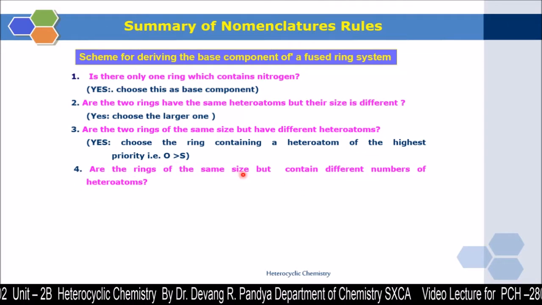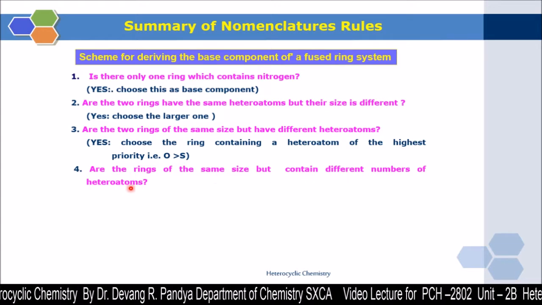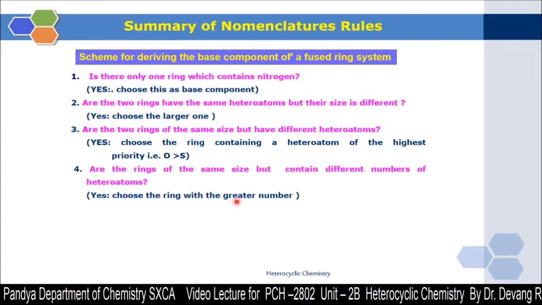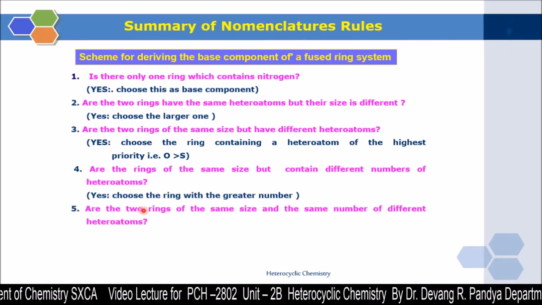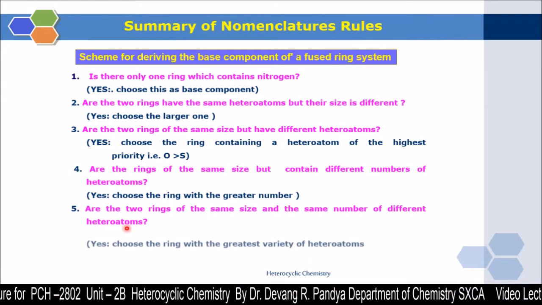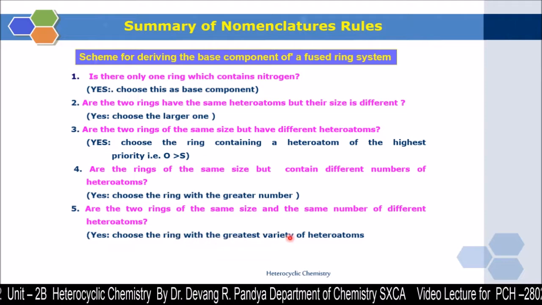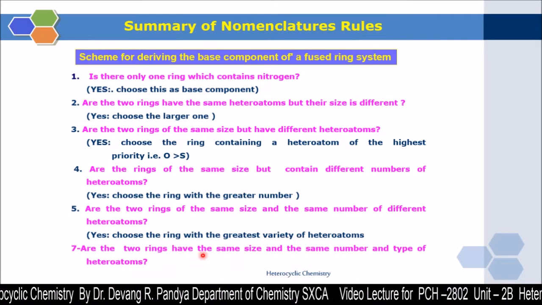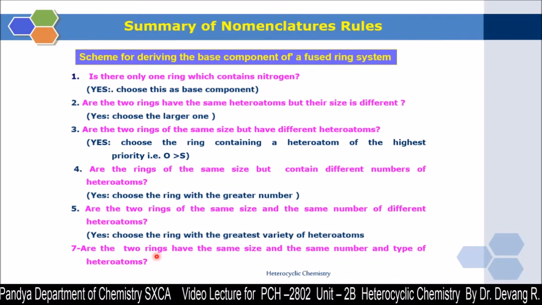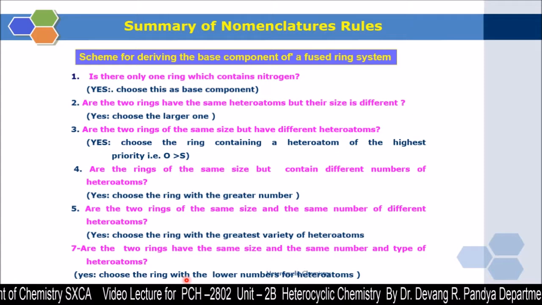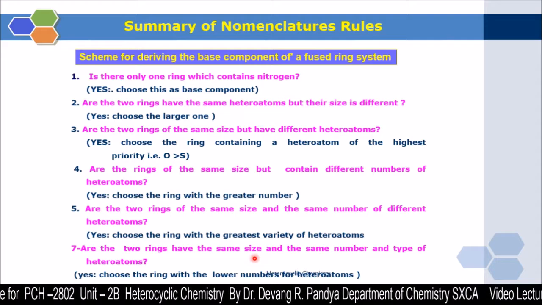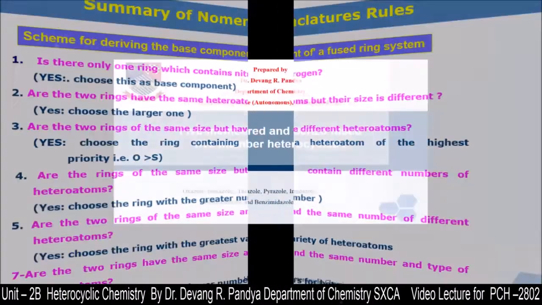Are the rings of the same size but containing different numbers of heteroatoms? Then choose the ring with the greater number. Are the two rings of the same size and the same number of different heteroatoms? Then choose the ring with the greatest variety of heteroatoms. Do the two rings have the same size and the same number and type of heteroatoms? Then choose the ring with the lower numbers for heteroatoms. So these are certain rules that you need to keep in mind for giving nomenclature to the compound.